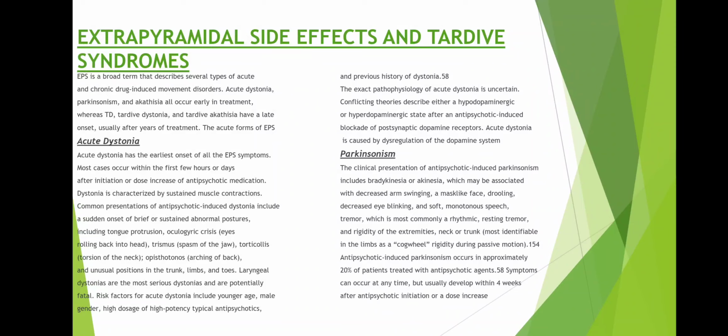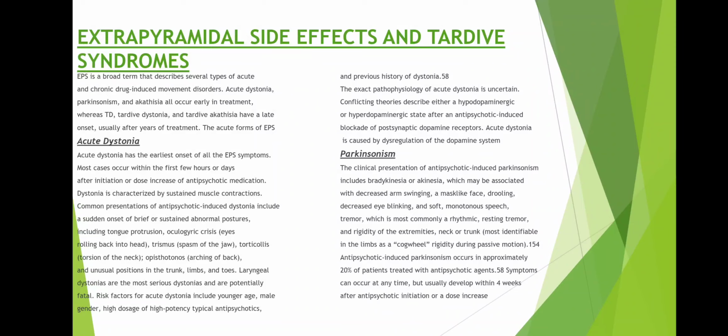Acute dystonia has the earliest onset of all EPS symptoms. Most cases occur within the first few hours or days after initiation or dose increases of antipsychotic medication. Dystonia is characterized by sustained muscle contractions. Common presentations of antipsychotic-induced dystonia include a sudden onset of brief or sustained abnormal postures, including trunk protrusion, oculogyric crisis, trismus, torticollis, opisthotonus, and unusual positions in the trunk, limbs, and toes.